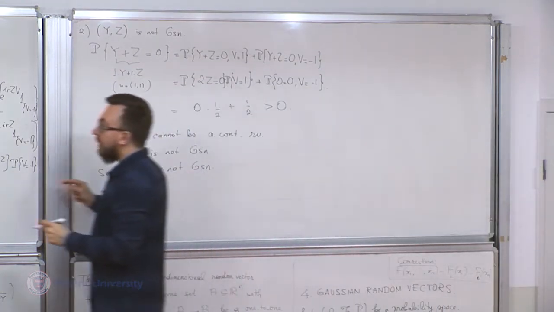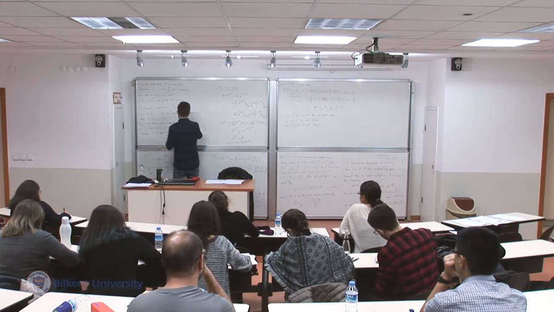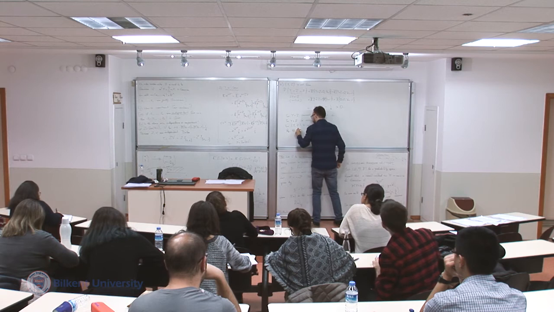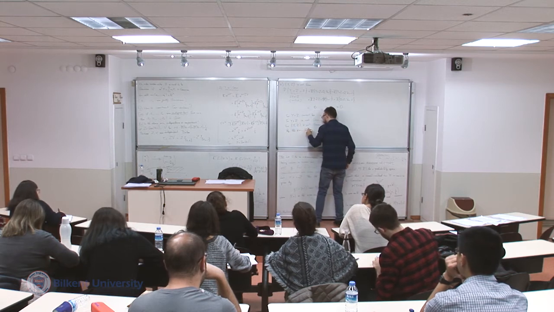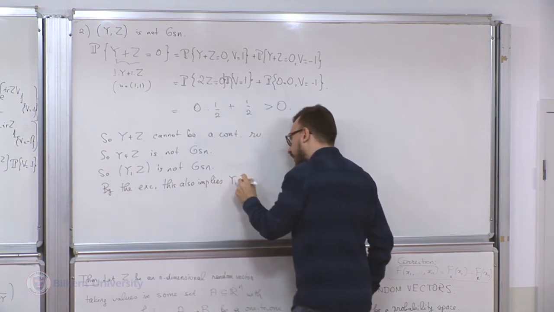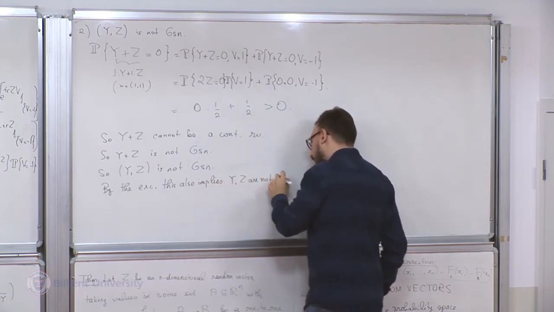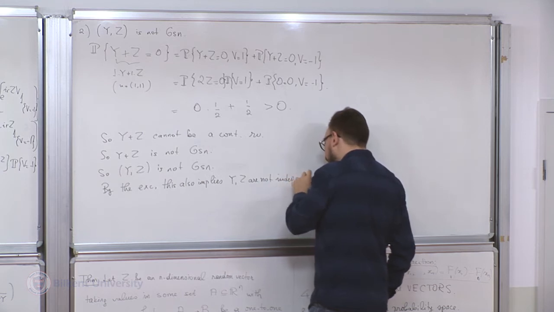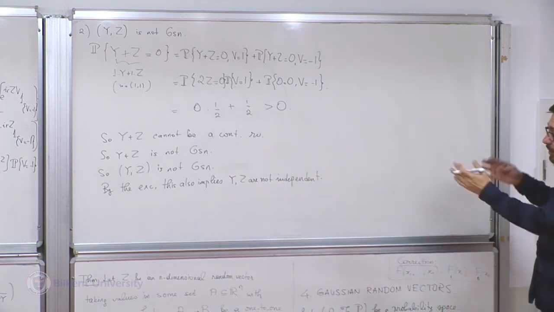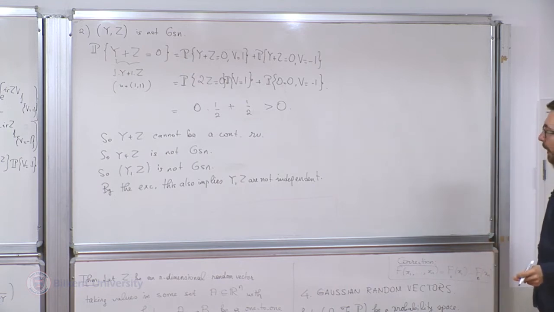And due to the exercise, we can also say that they are not independent. By the exercise, this also implies YZ are not independent. Because if the exercise is right, if they were independent, they would also be jointly Gaussian, which is not the case here, as we showed.